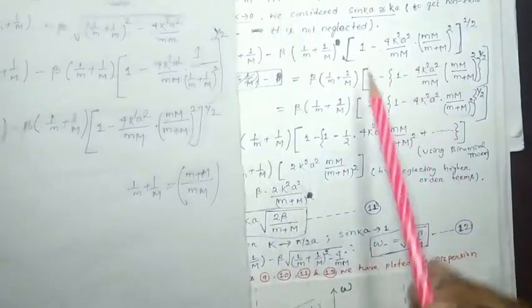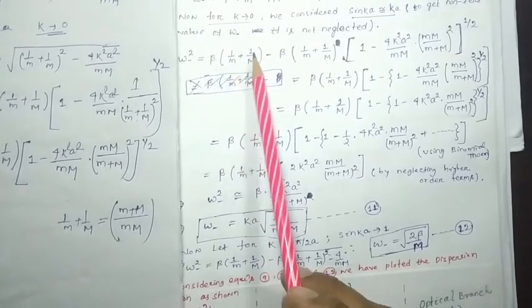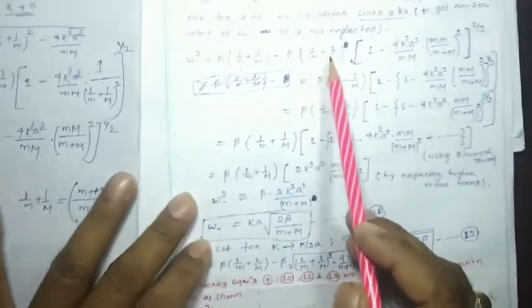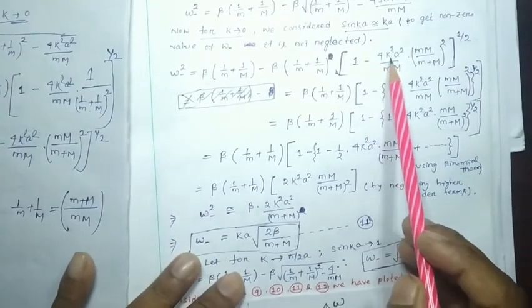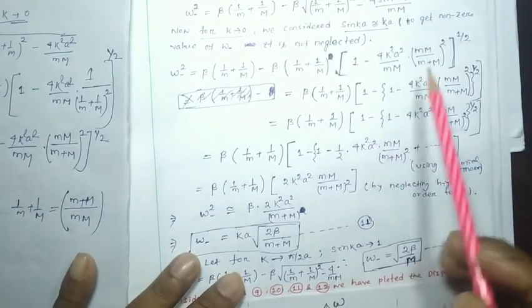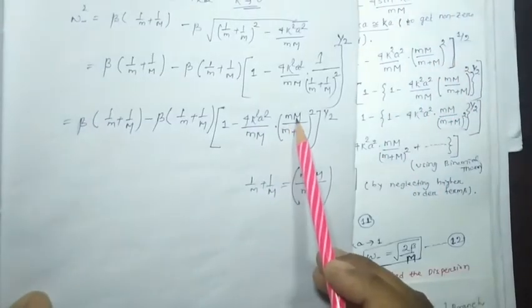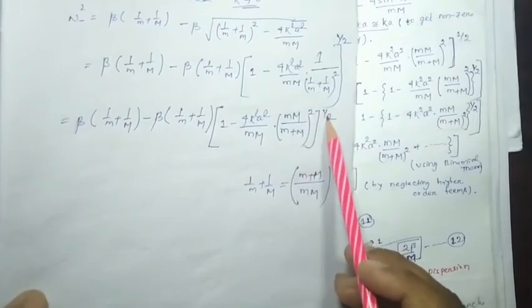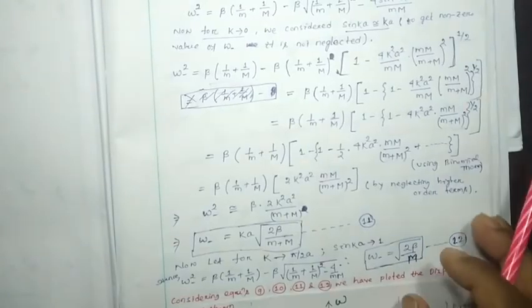See, this will be beta into 1 by m plus 1 by M, beta into this term has been taken as common, 1 by m plus 1 by M. Inside the bracket it will be 1 minus 4 k square a square by m into M. See, we found m into M by m plus M square, whole root over. Whole root over means to the power 1 by 2, I have written. Instead of root over I have written 1 by 2.